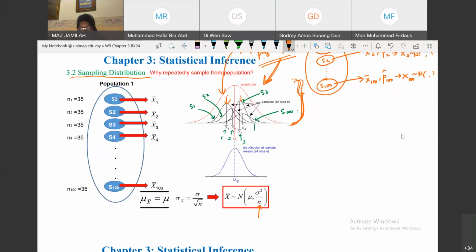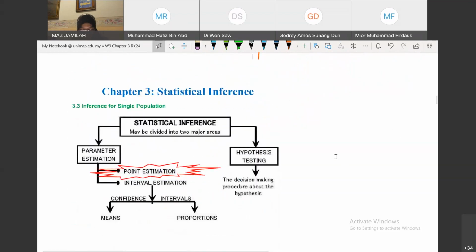For now, please understand that this sampling distribution is your fundamental, basic understanding for statistical inference. Now let's look at the first parameter estimation that we can do. For this part, I jump to subchapter 3.3, which is on page 77.